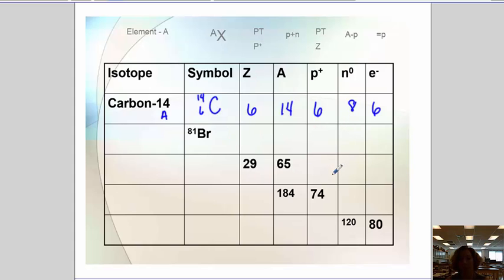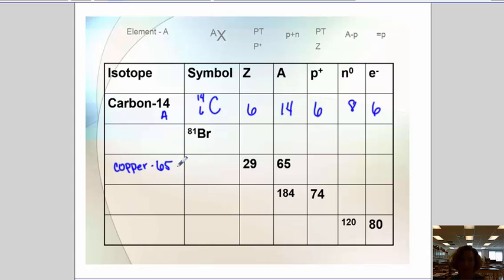So we can use different pieces of information to find our protons, neutrons, and electrons. For example, here we have Z and we have A given. Z is the one that we can use to figure out what our element is. It comes from our periodic table. If we look at our periodic table, we're going to see that 29 is copper. So our isotope is going to be copper-65.